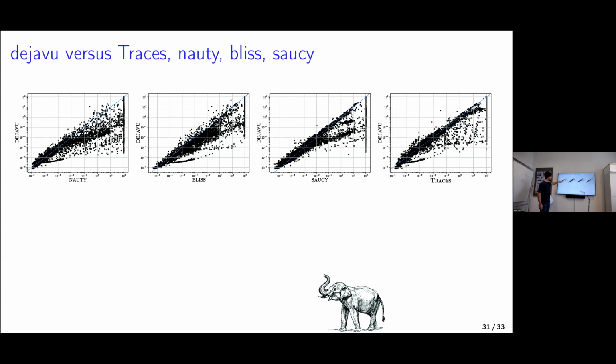Again, above the diagonal, the other solvers are faster, and below the diagonal, dejavu is faster, and I think it's not close. What's your timeout? The timeout is 100 seconds. But this does not improve in favor of the other solvers.